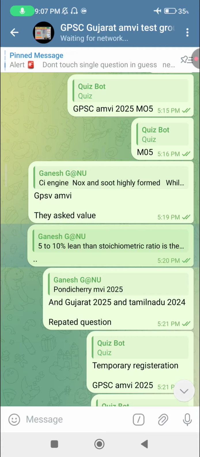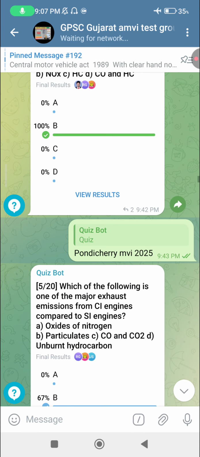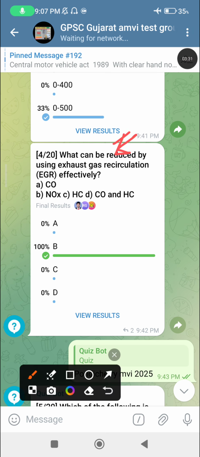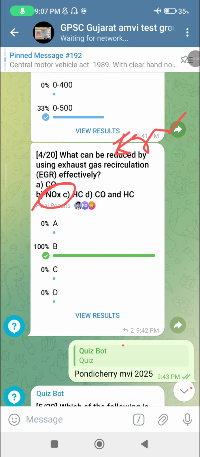Then the ratio. This question has been repeated in many exams. The 3-state question has been repeated. EGR controls and reduces the NOx, nitrous oxide.